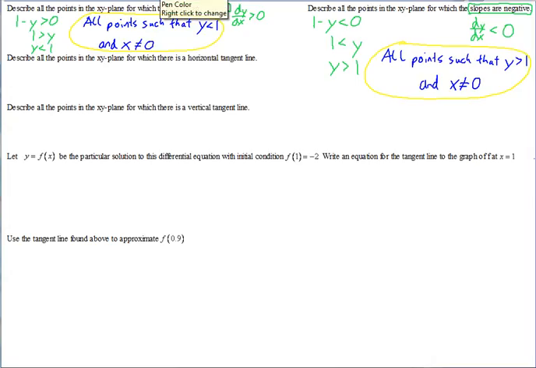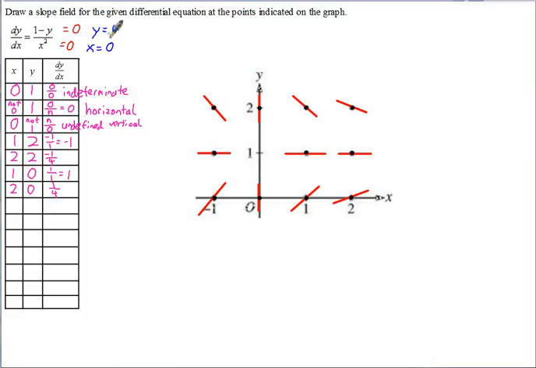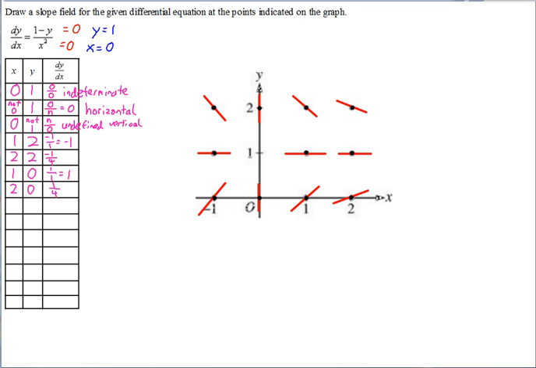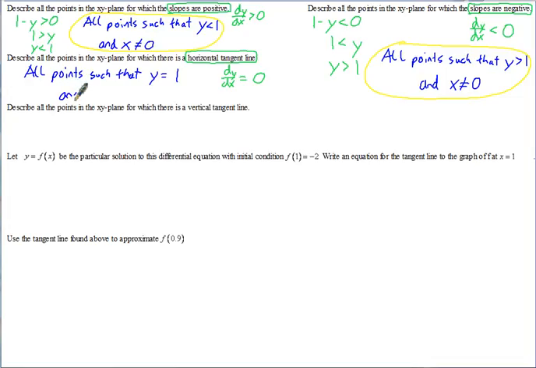And then describe all the points in the xy plane for which there is a horizontal tangent line. That would mean the derivative would have to be 0. And we already saw that what makes the derivative 0 is when y is 1. The numerator would have to be 0 to make the derivative 0. So that'd be where y is 1. So all points such that y equals 1. And again, I want to make sure the denominator is not 0, so x is not equal to 0.